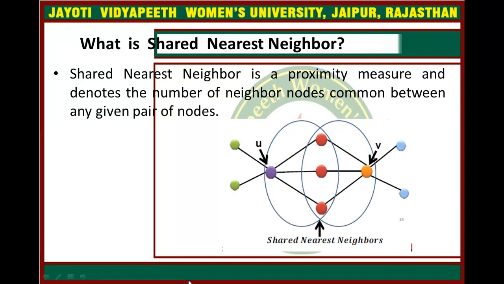Now, what is shared nearest neighbor? Shared nearest neighbor is a proximity measure and denotes the number of neighbor nodes common between any given pair of nodes. Like shared means these three elements are sharing this and this. You can see this node comes in this circle, but still this is connected to this, and this node is connected to that, means this is also anyhow connected to this. So shared nearest neighbor means this is the nearest one and this is also the nearest one.